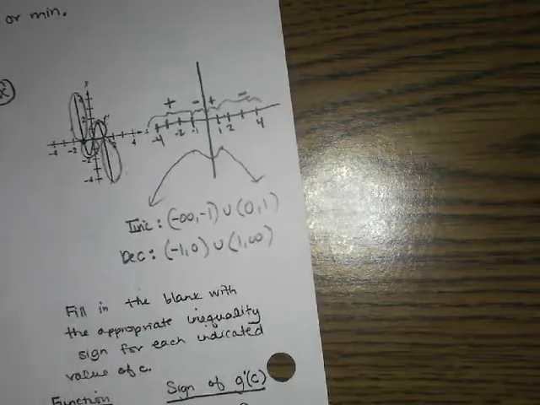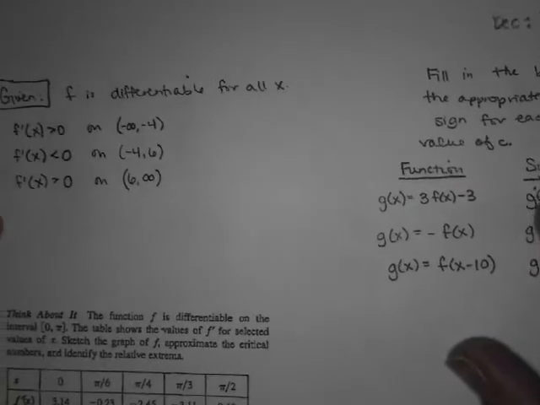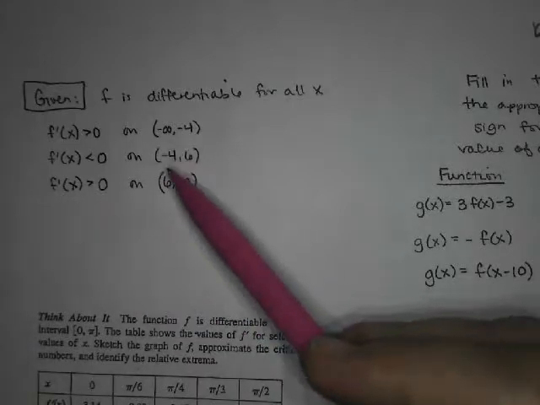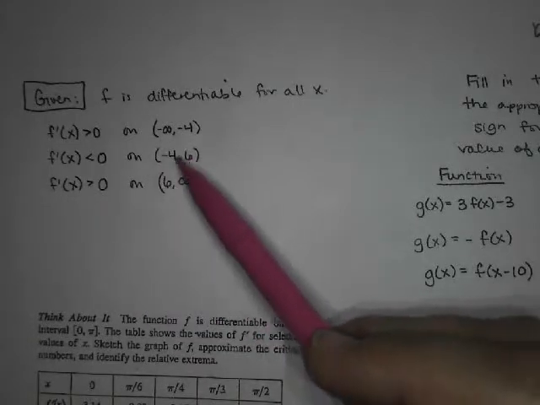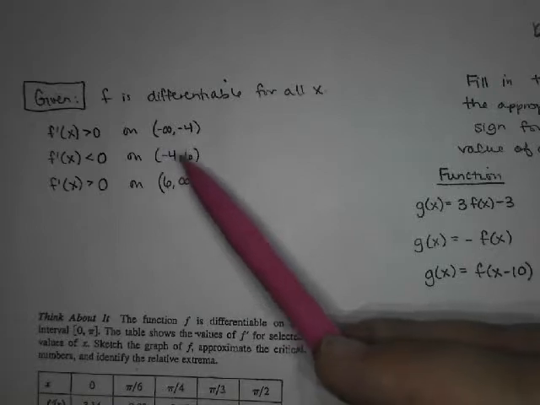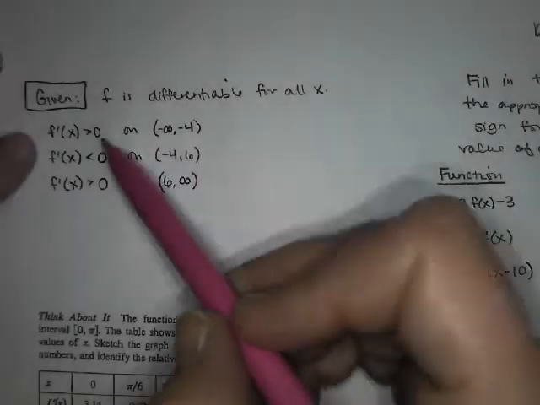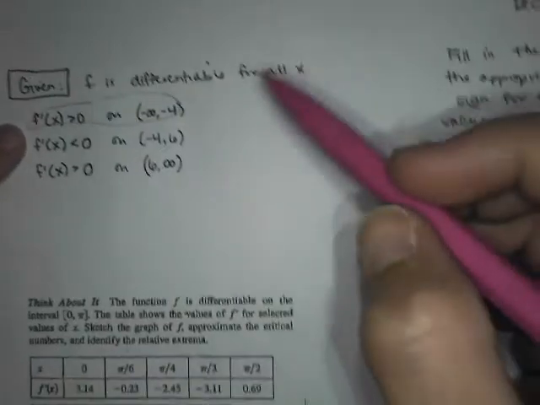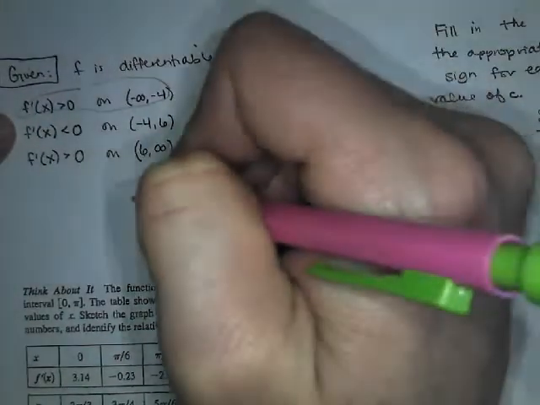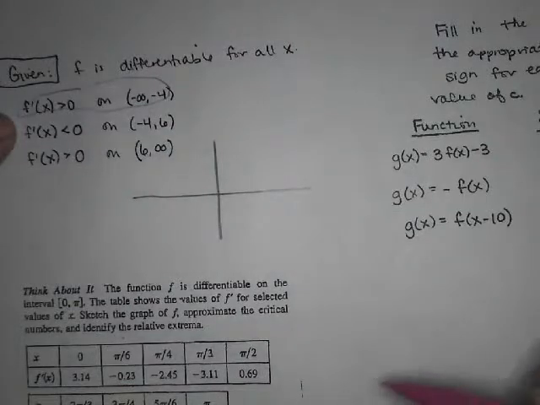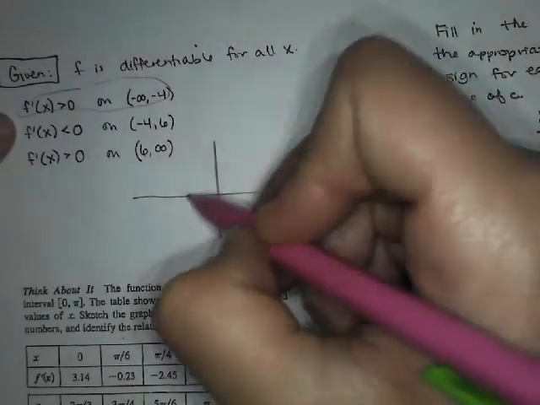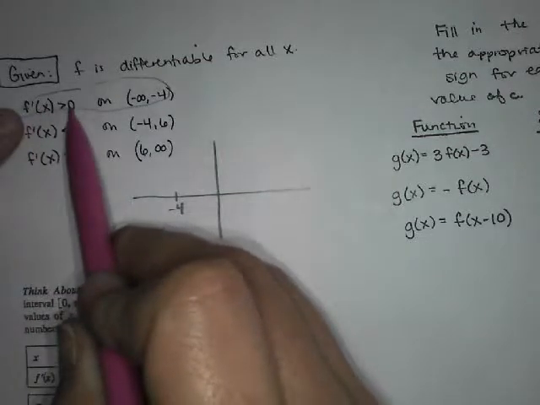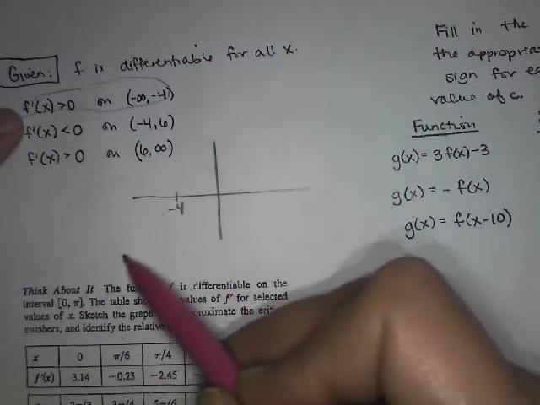On this next question, again, we're not going to ever know exactly what the function looks like, but we are going to be able to come up with somewhat of a sketch. So the derivative is positive from -infinity to -4. If the derivative is positive, what does that mean the original function is doing? Increasing. A positive derivative means that the original function is increasing from -infinity up until -4.